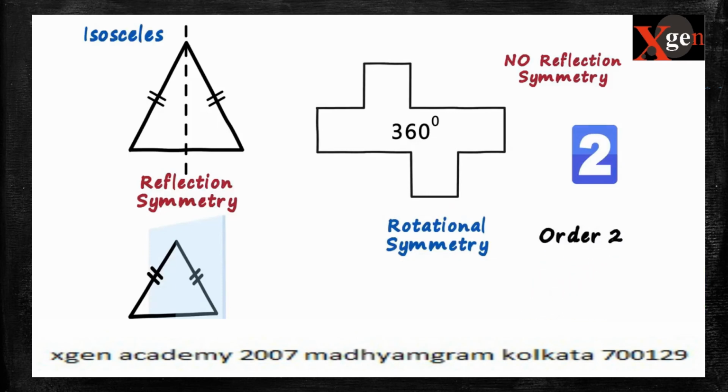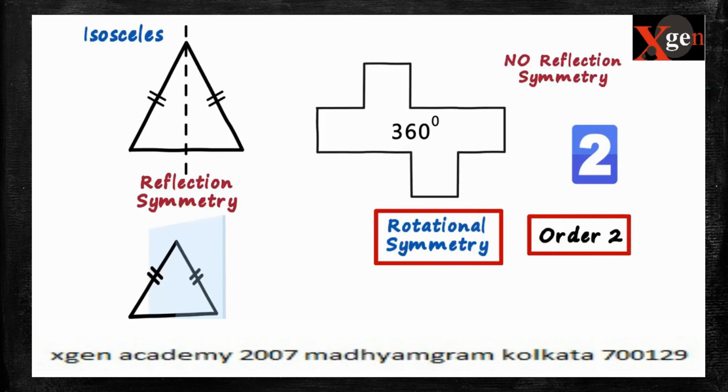To recap, when do we say that a shape has rotational symmetry? Okay, this is long, so I want you to listen to it carefully. A shape has rotational symmetry if it looks exactly like the original shape a number of times when rotated about the center point by 360 degrees. Here, the number of times it looks like the original is 2. So we say that this shape has rotational symmetry of order 2.